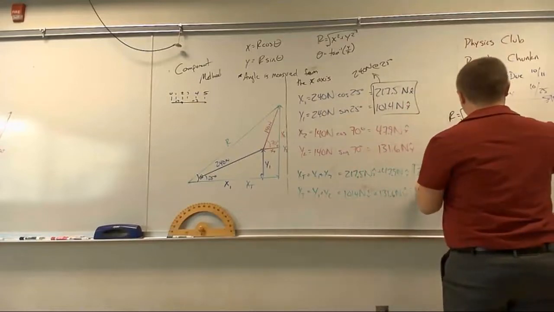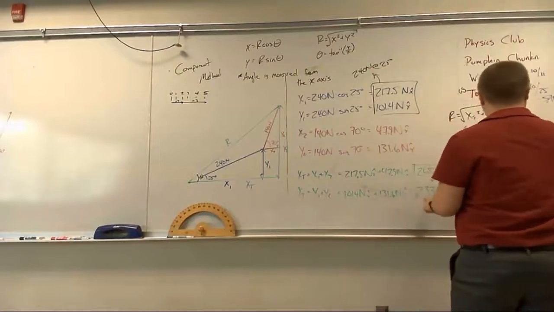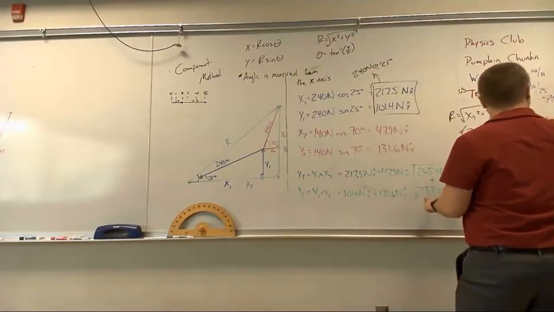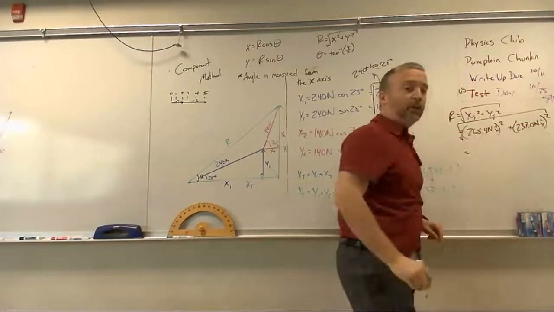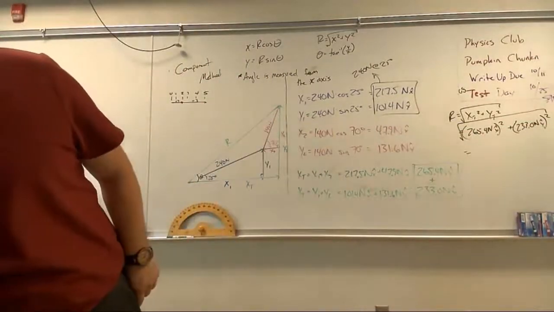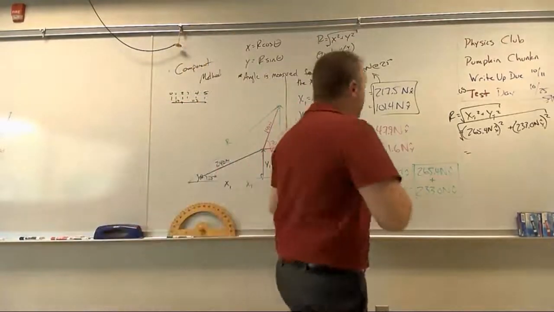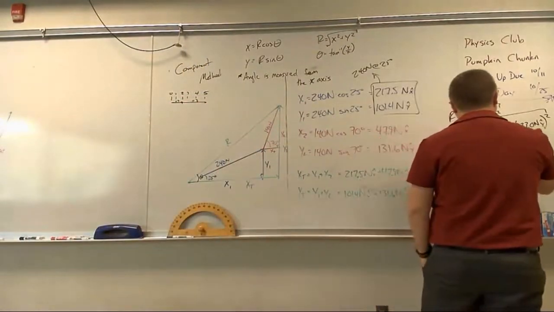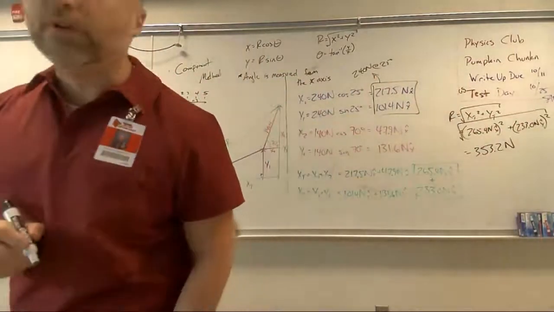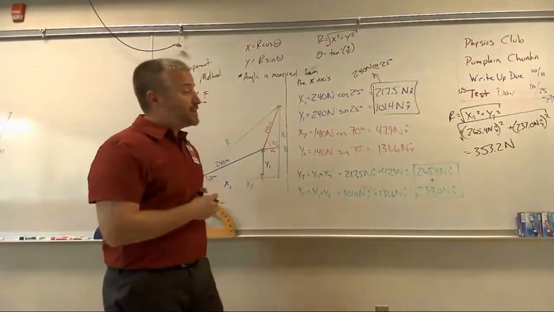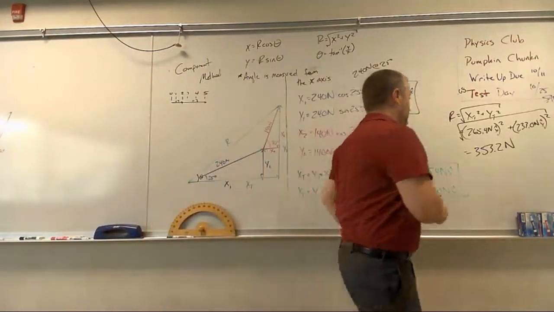X total is 265.4 newtons x hat, and that needs to be squared, plus 233.0 newtons y hat squared, square root the whole thing. And my magnitude ends up as 353.2 newtons. Make sure I said that right. 353.2 is correct. And to get the angle, I would just do inverse tangent.